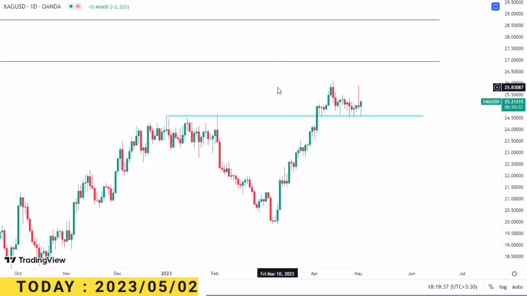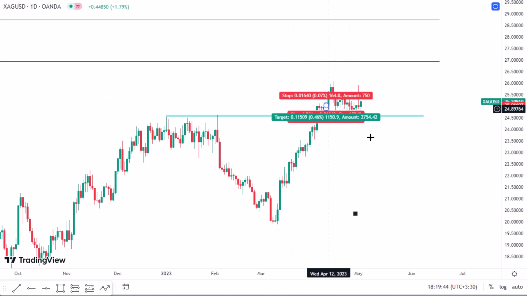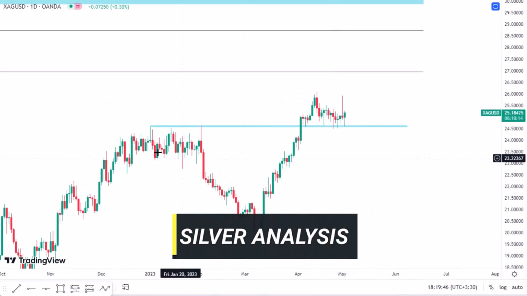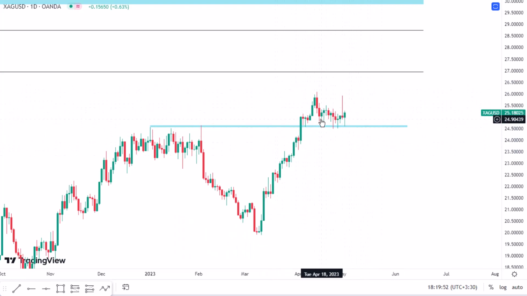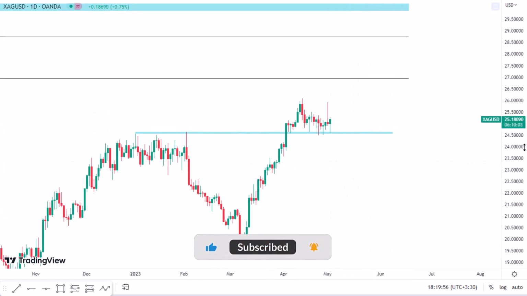Hey traders, welcome back. Here we are on the silver chart, or XAGUSD chart, and it is daily time frame. Right now we are on this support and the price is getting rejected from this level several times, once here, second time here, and the third time today.